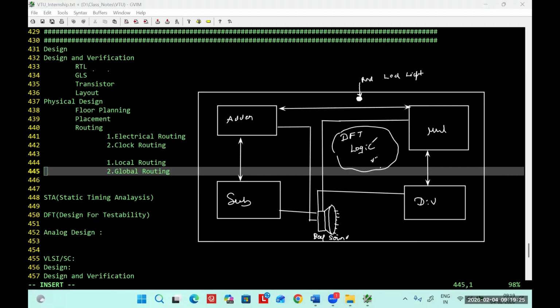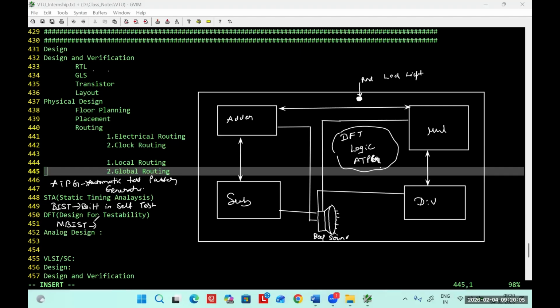Okay. What it will do is something called ATPG. What does ATPG stand for? Automatic test pattern generator. There are ATPG blocks or BIST blocks. What is a BIST? Built-in self-test. Or there may be MBIST. What is MBIST? Memory built-in self-test.